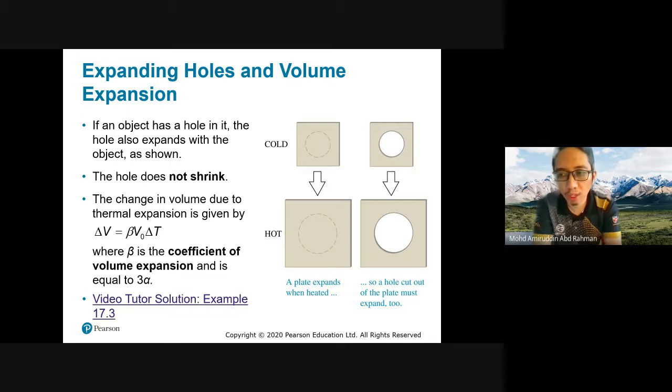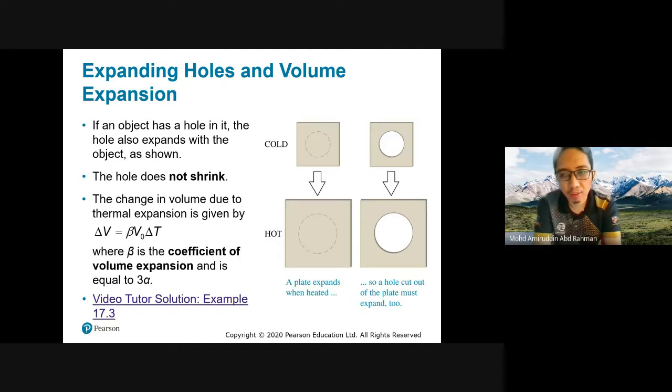You might be wondering why we have 3 alpha and beta. In linear expansion, you just measure along a line, considering only one dimension of the object. But a volume usually has three components: length, width, and height. So you consider three dimensions of the object, and that's why you have 3 alpha.